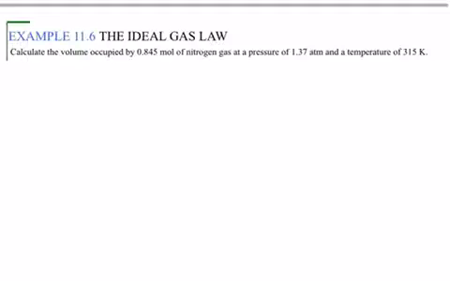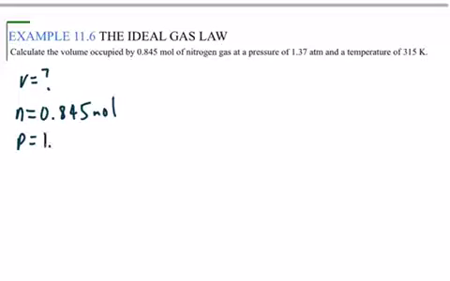All right. So let's do a simple problem here where this one's not going to require many conversions. We'll start easy and then we'll gradually build up here. So if you look here, it says calculate the volume. So we're looking for V. They're giving us a few important givens here. The moles is 0.845 moles, okay, of nitrogen gas. And they give you that the pressure is 1.37 atm and that the temperature is 315 Kelvin.